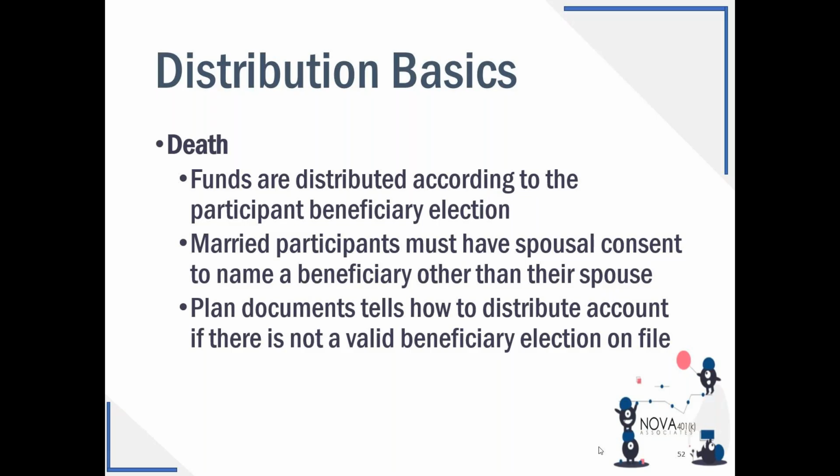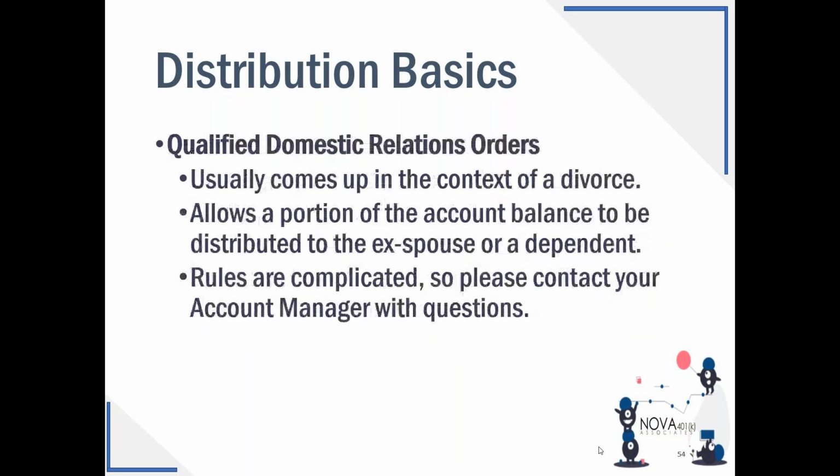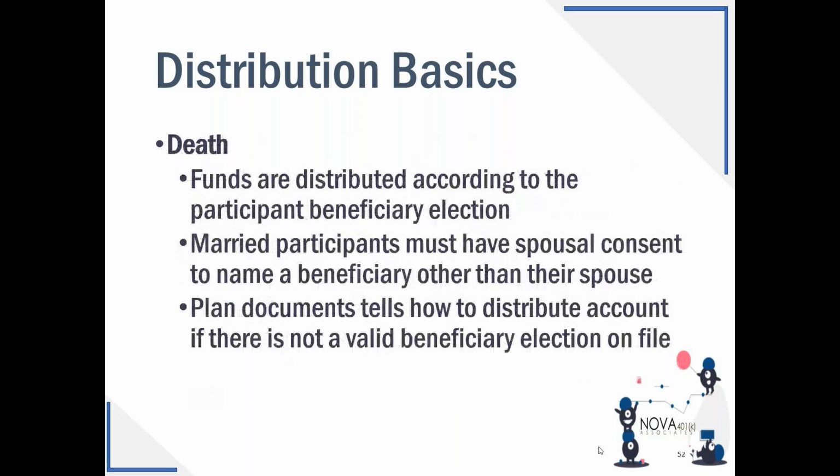The plan document does tell us how to distribute the plan account in the event that there is no beneficiary form. So ideally, plan sponsors should be making sure that participants are signing election forms, that you have them on file, or maybe the record keeper is doing that for you. That's always possible, so a good idea to ask. But there should always be a beneficiary election form on file. In the event that there isn't, the document will tell us how to proceed.